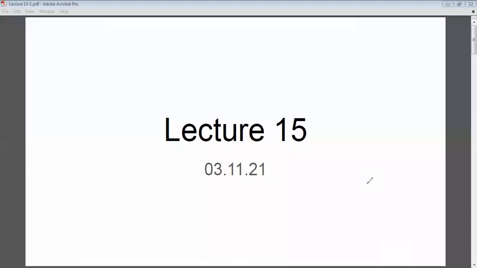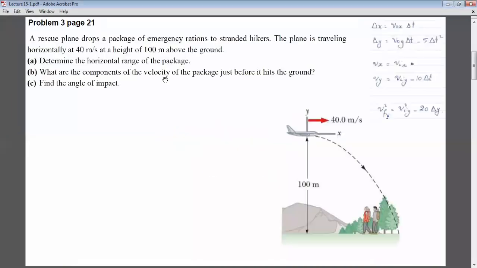In today's lecture, we will be solving two more problems on projectile motion. So, this is from your booklet, problem 3, page 21. A rescue plane drops a package of emergency rations to stranded hikers. The plane is traveling horizontally at 40 meters per second at a height of 100 meters above the ground.